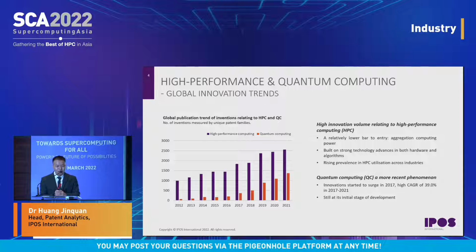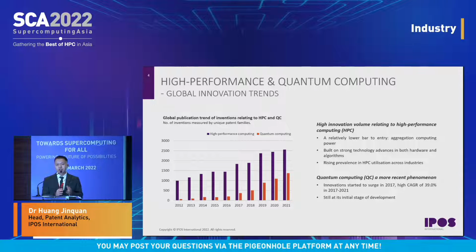Number one, the barrier to entry, the cost of developing an HPC or maybe of owning an HPC, is much lower as compared to quantum computing. Okay? By definition, HPC simply means aggregation of computing power. So a company can actually build their own HPC by simply putting more computer nodes together, or they can even purchase a powerful HPC off the shelf.